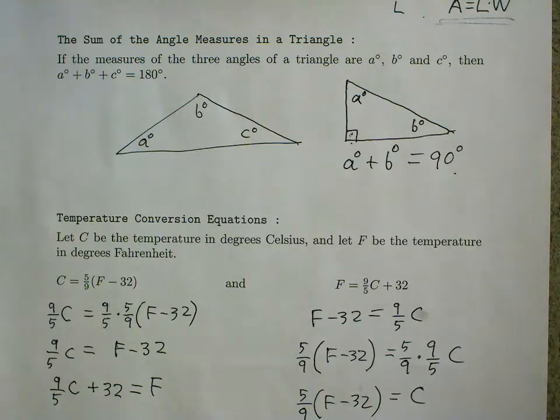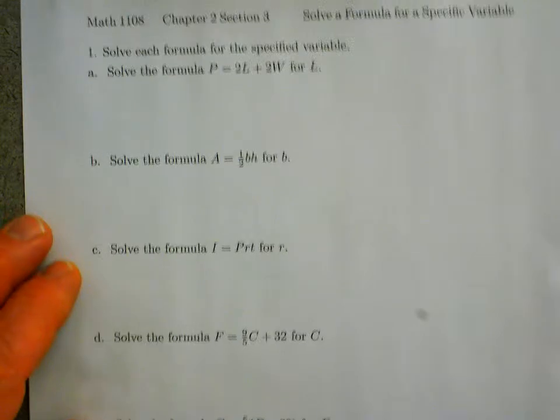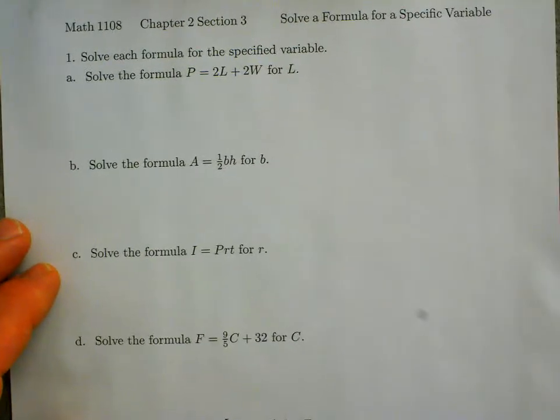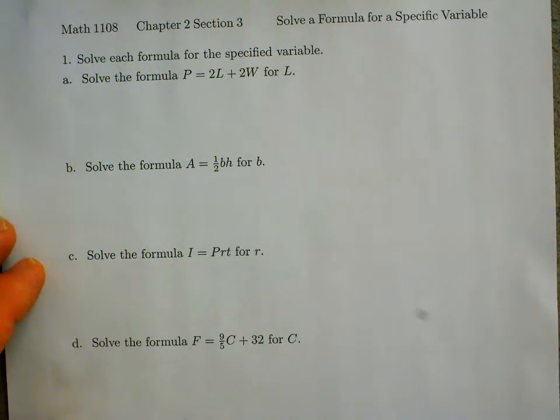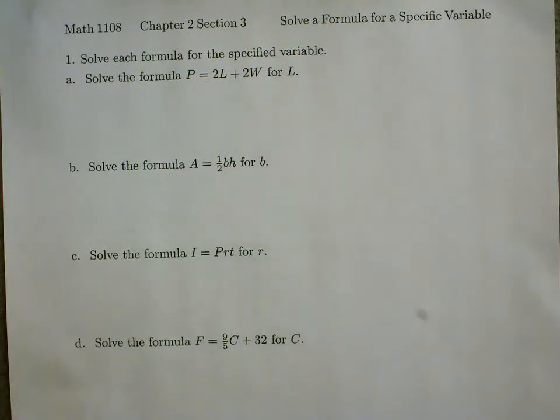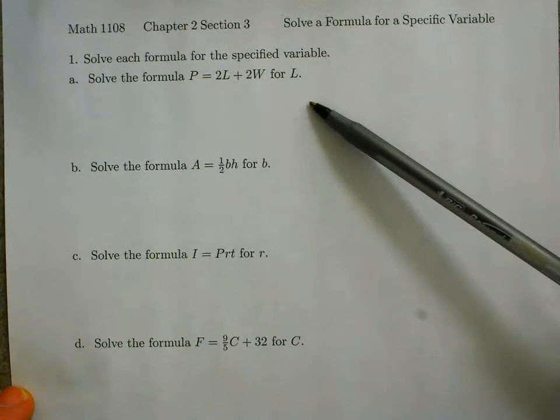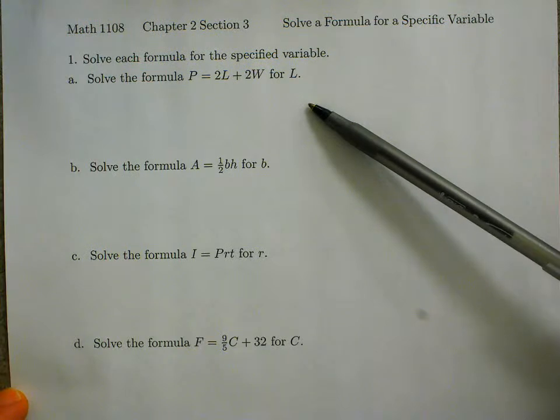Okay, we'll look at a number of formulas and then solve for specified variables. Solve each formula for the specified variable. Okay, solve the formula capital P equals 2 times L plus 2 times W for L.